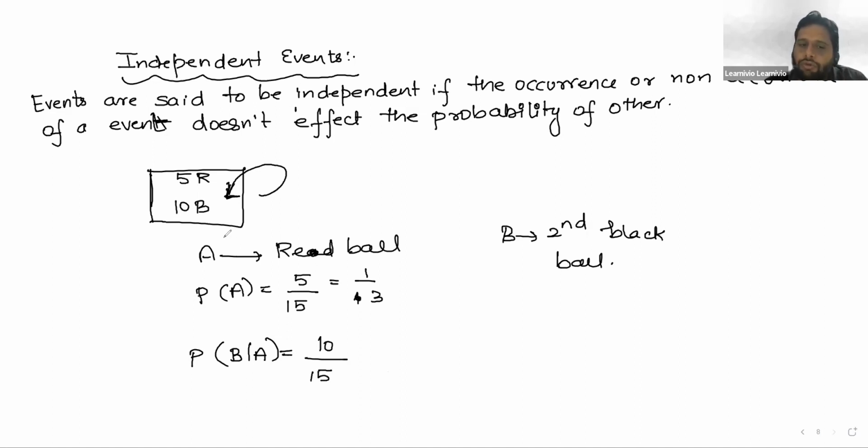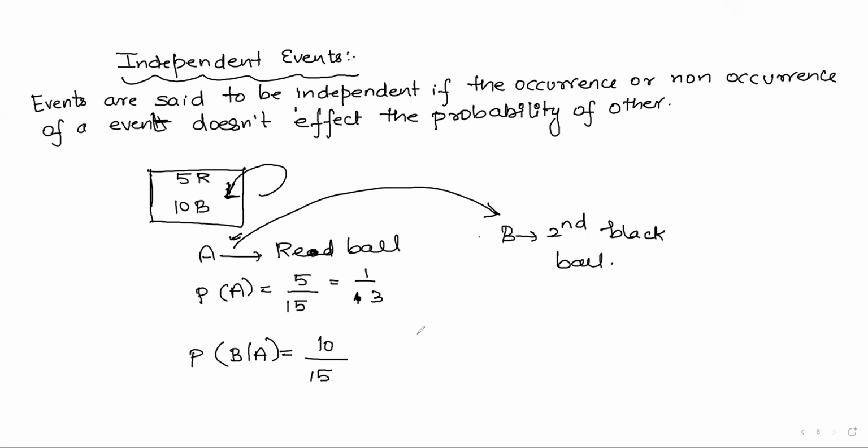Now, when we have drawn the first red ball, does it affect the probability of B? Is A affecting the probability of B or not? No, because we are again replacing it in the same bag. So A is not affecting the probability of B. So we can say that P(B by A) is equal to P(B). Why? Because A is not affecting B. So when A and B are independent events, then P(B by A) is P(B).